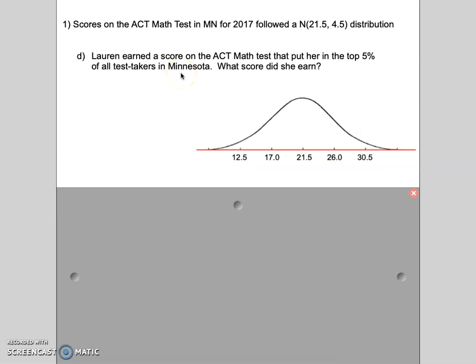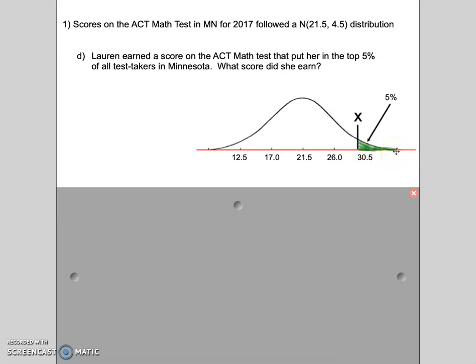Part D. Lauren earned a score on the ACT that put her in the top 5% of all test takers. What score did she earn? Okay, I'm going to put that information on the graph. I know from the rule of thumb that this little area in this tail would be 2.5%. So Lauren's score is going to be right about here. So I put an X there, and I put the percent in that shaded region.